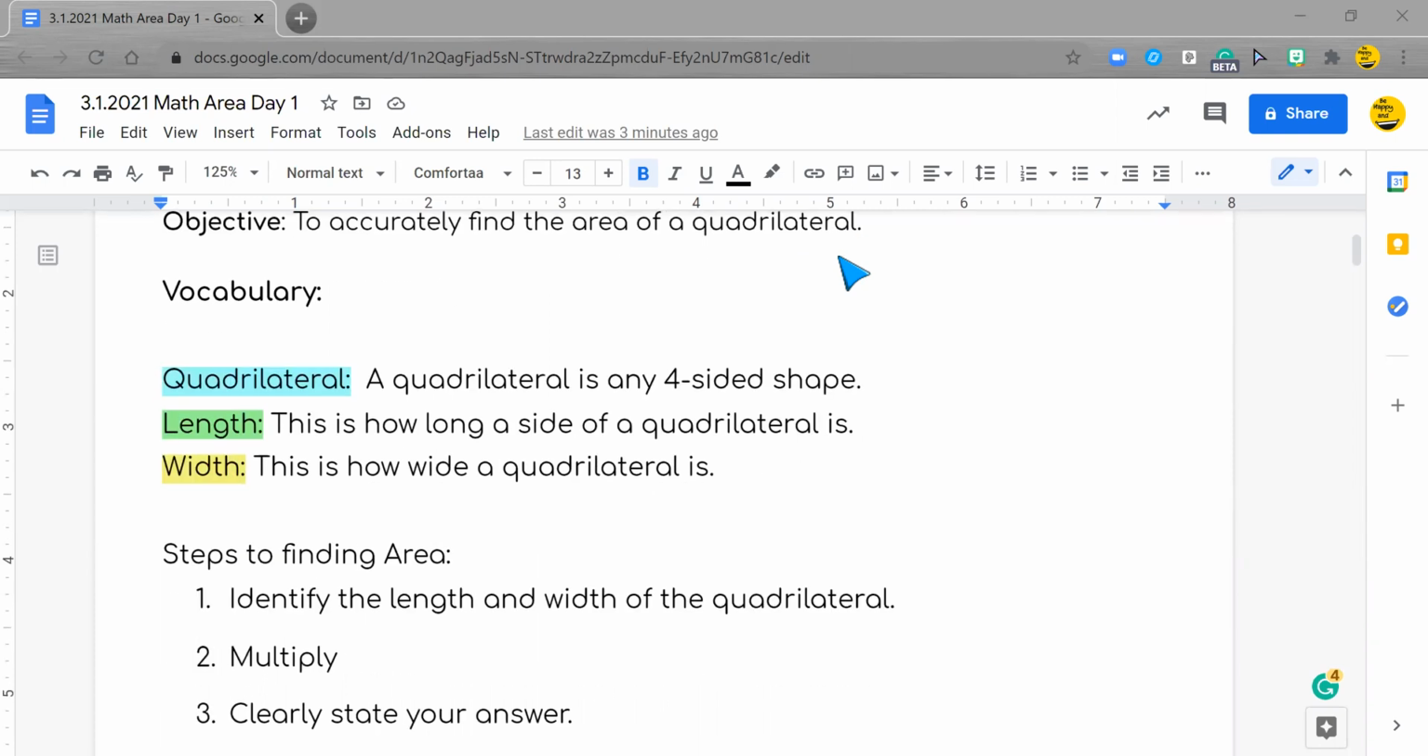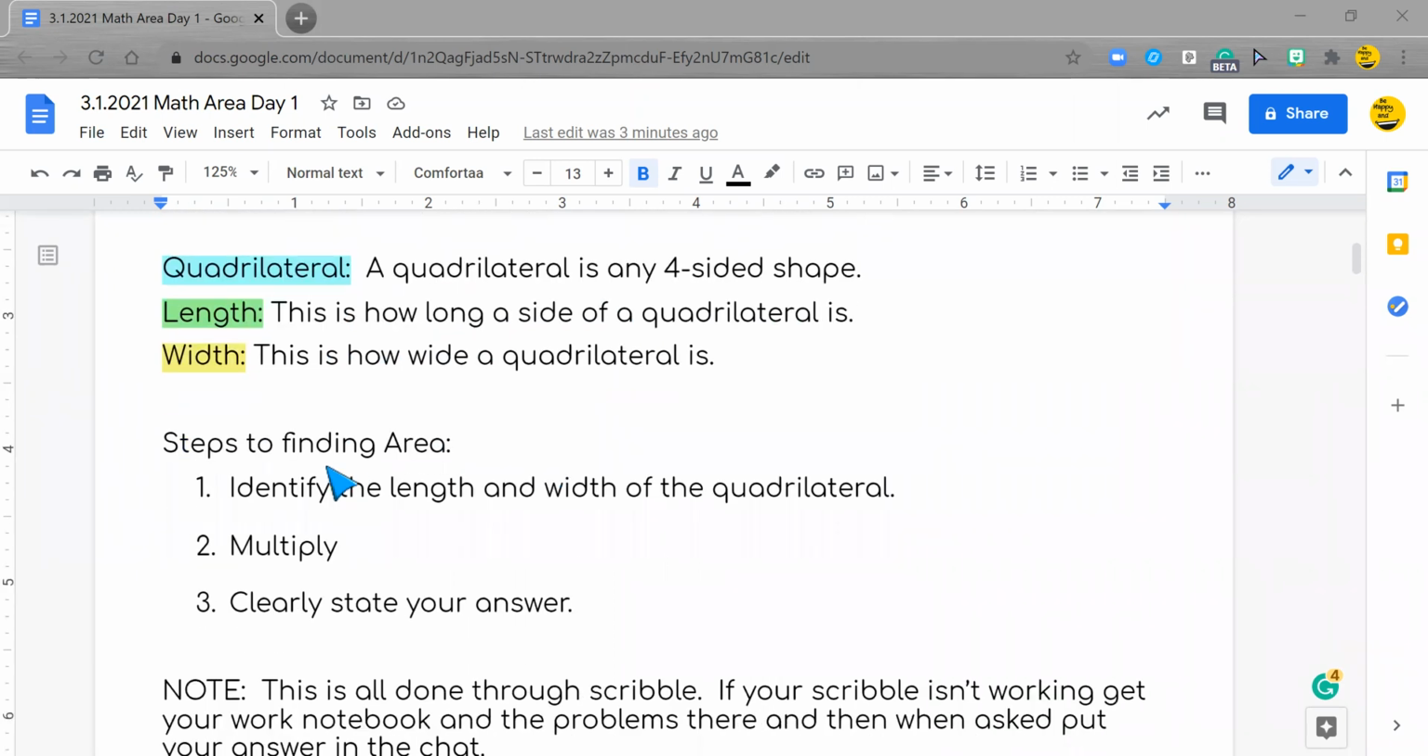Now here's some vocabulary terms we need to know. Quadrilateral: a quadrilateral is any four-sided shape. And then we need to know length. This is how long a side of a quadrilateral is. And then width, this is how wide a quadrilateral is.